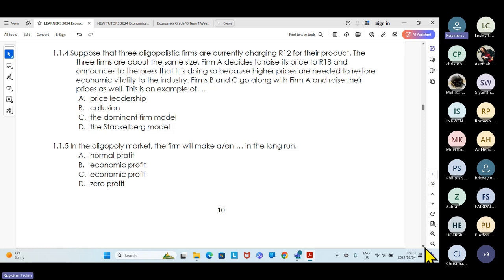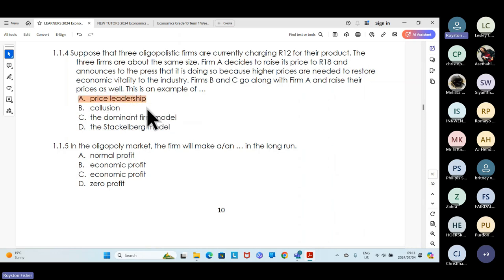St. Andrew says it's A. Alsace Revise says it's A. Alpha Santa Cruz says it's A. Bell High says it's A. Peter, I see your answer here for 1.1.3 is D, that you are correct for 1.1.3. We are currently busy with 1.1.4. Fidel says it's A. All right. So all of you are correct. It is price leadership.